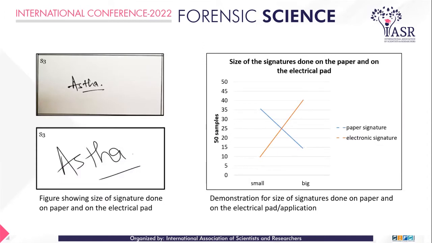This is a demonstration graph of the size of signatures done on paper and on the electrical pad, and an example image showing the comparison of the signature on paper and on the electrical pad. The above one is the signature on paper, and the below one is the electrical pad.